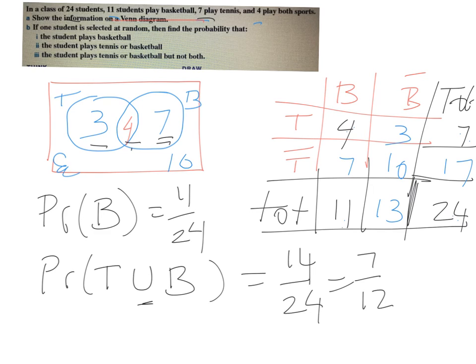And then the last thing there says the probability that a student plays tennis or basketball, but not both. So they play tennis or basketball, but not both. So it's just 3 and 7. So that we'd end up with 10. So for that last one, we've got 10 out of 24, or 5 over 12. That's how we go about solving those. So yeah, that's how we convert some written text into a Venn diagram, written text into a two-way table, and then how we go about finding some probabilities.